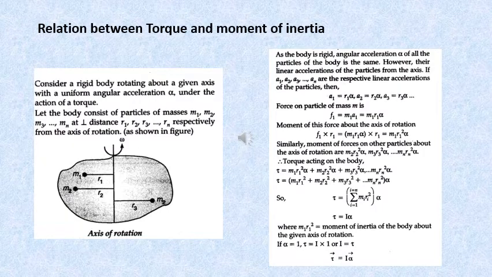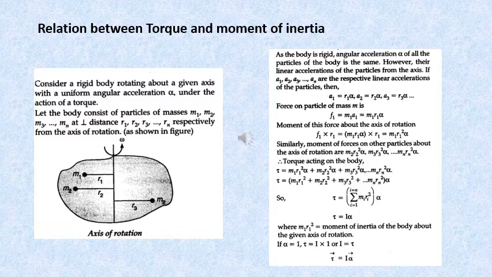Relation between torque and moment of inertia. If we see the diagram, it shows a rigid body which is rotating about a fixed axis with an angular velocity omega and a uniform angular acceleration alpha under the effect of a torque. Now the body consists of a number of particles m1, m2, m3 and so on up to mn, and their perpendicular distances from the axis of rotation are r1, r2, r3 and so on up to rn respectively.